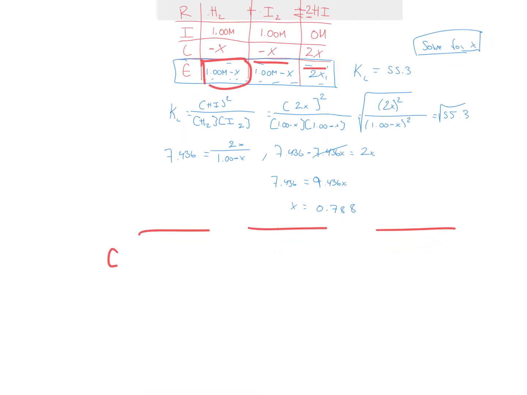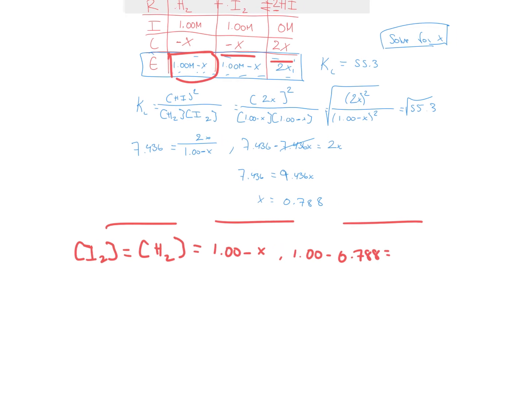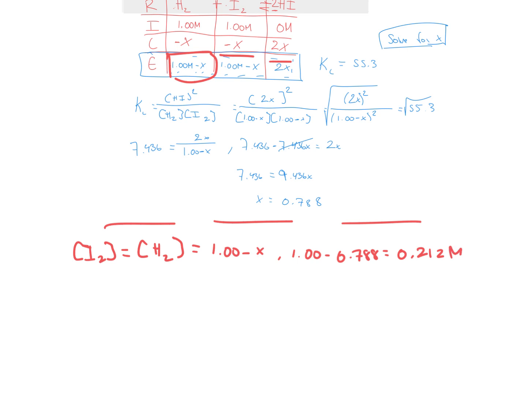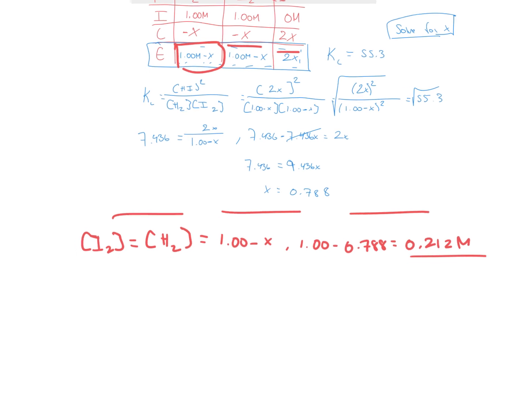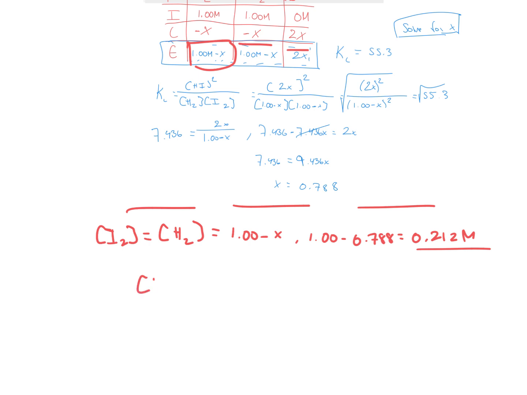And so if we want the concentration of I2 or H2, right, we know that those two are equal to each other, and it's equal to 1.00 minus x. So it's 1.00 minus 0.788, which is equal to 0.212 molar. And if we want the concentration of HI, that is just 2x, which is equal to 2 times 0.788, which is 1.58 molar.